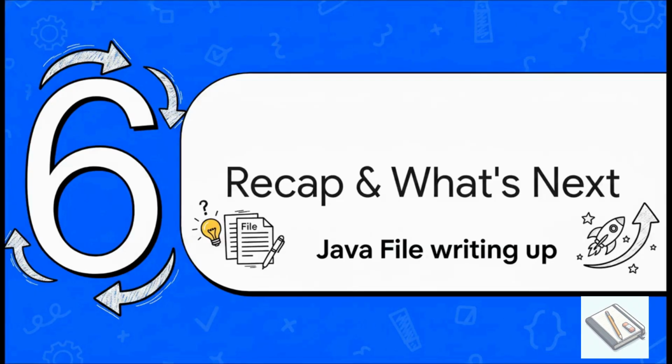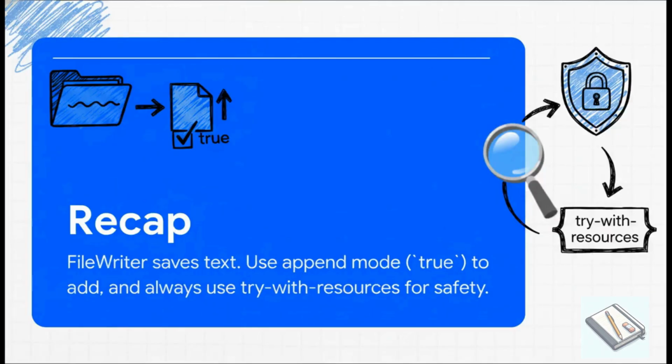All right, that was a lot, so let's do a quick recap of the key takeaways before we look ahead. Okay, let's boil it all down. Need to write simple text? FileWriter is your best friend. The secret sauce is adding that little true to switch to append mode so you don't lose your data. And the golden rule? Always wrap it in a try-with-resources block for safety. If you remember those 3 things, you're golden.